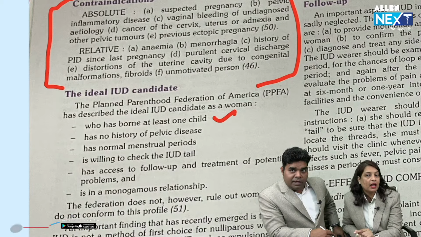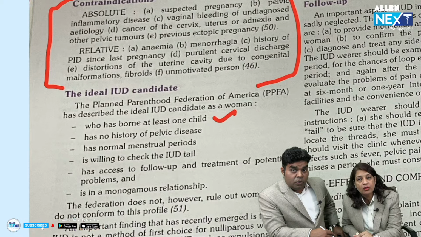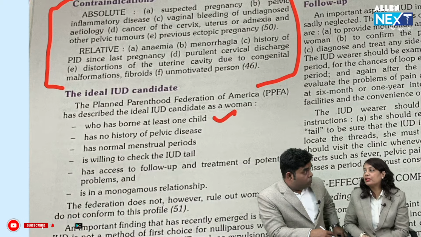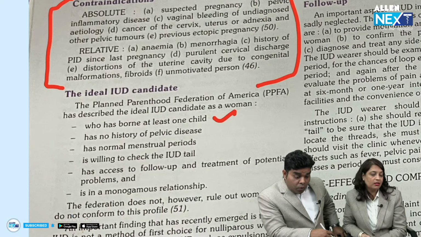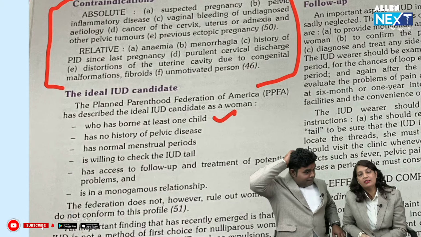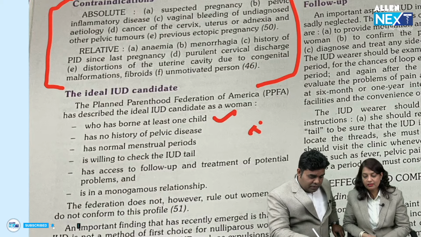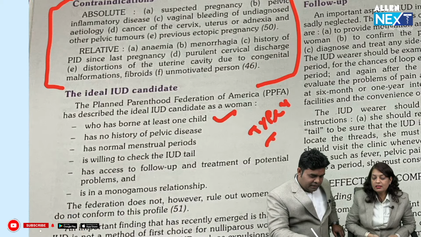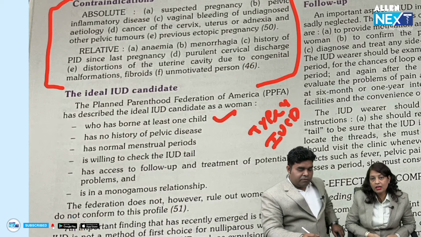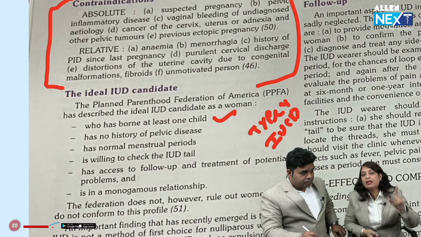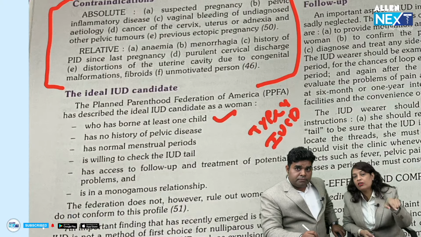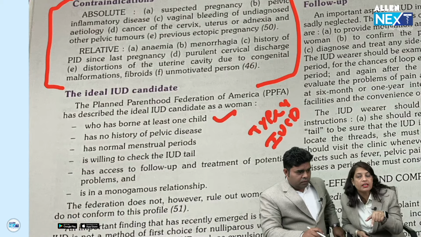There is something like type 4 IUCD, which is like, what is that? Frameless IUCDs, which are being given to nulliparous females as well. Yeah, Flexigard is one example for that. Type 4 IUCD, that is frameless IUCDs for nulliparous females. So nulliparity has become a relative contraindication. That is what I want to emphasize here.